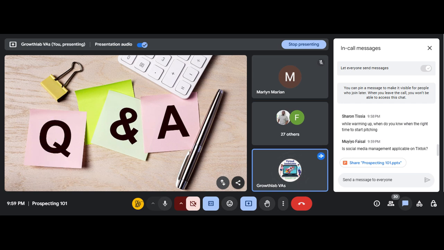Faisal, is social media management applicable on TikTok? Yes, TikTok is a social media platform. Social media includes Twitter, Facebook, LinkedIn, Instagram, TikTok, YouTube. There are others like Threads, and Medium. Others are not popular as such, but TikTok right now is the craze of the world. So, social media management includes TikTok.